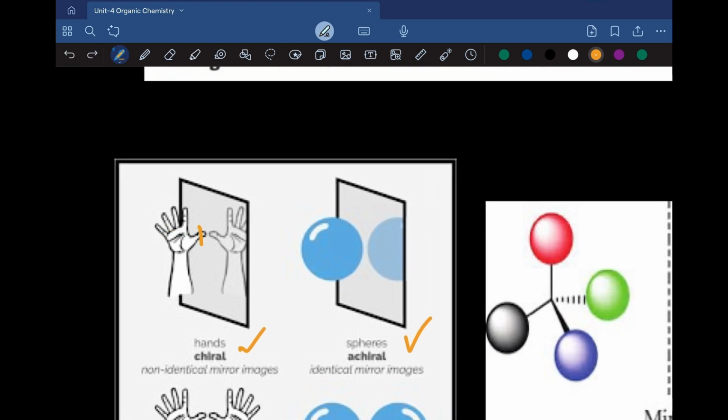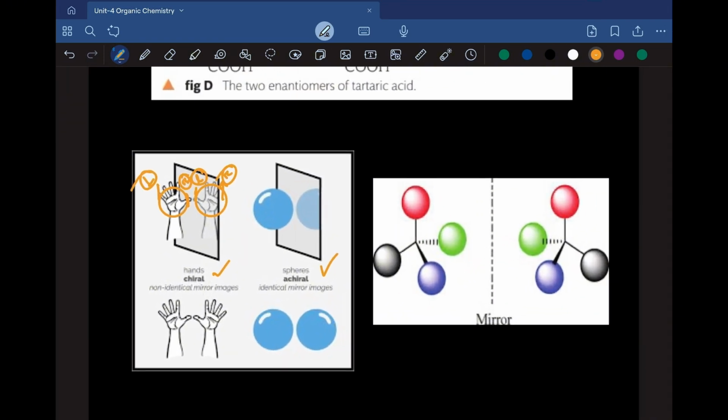Let me make you understand again. This thumb is on the right hand side, and this is on the left hand side. These are the two hands, right? So the real one is on the right hand side and the picture one is on the left hand side. Both thumbs, this is on the left hand side, this is on the right hand side, and the same for both fifth fingers. This is how they are chiral. Whereas these balloons look the same in the mirror. So they are identical mirror images and they are not chiral.